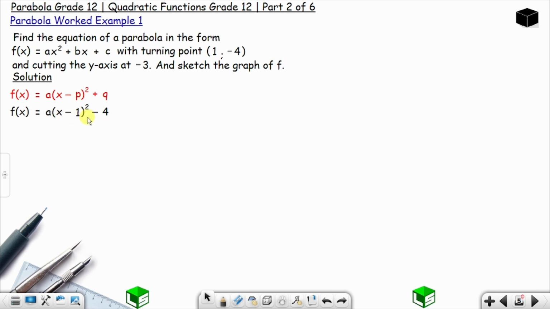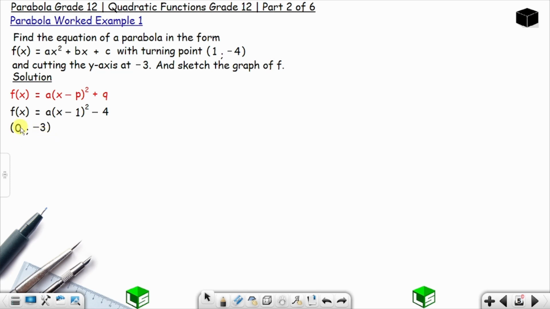Now you have substituted your p and q. Now you need to get your a. You can use another point, right? Do not use this point. You have used it. So use another point to get the value of a. You can see you are told that the graph is cutting the y-axis at -3. So you have this point (0, -3), right?